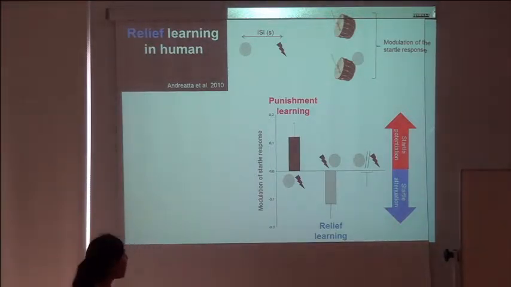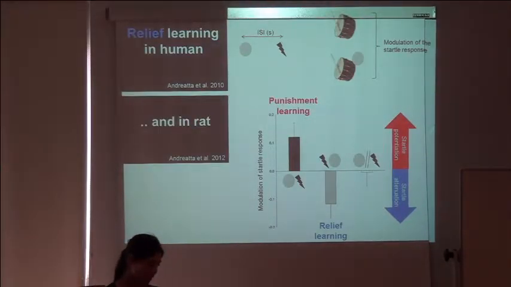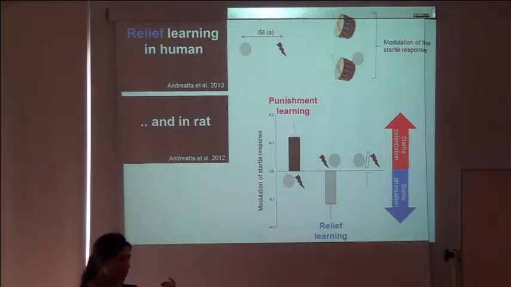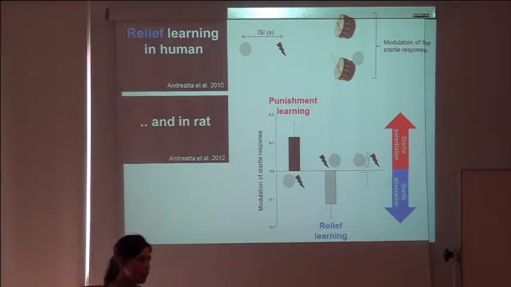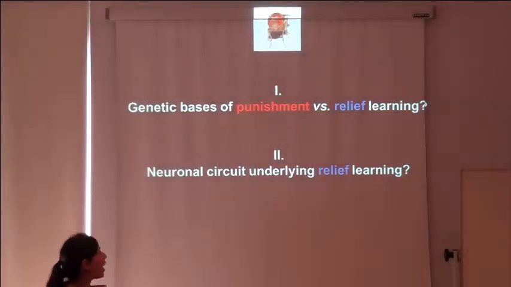The same kind of experiments were done in rats using light as a conditioned stimulus and foot shock, with basically the same outcome. I'm telling you this because I think this is the reason why it is worth the effort to study relief learning in flies, because whatever we find in terms of genetics or circuitry may potentially be translated to evolutionarily higher organisms. But let's come back to the fly.